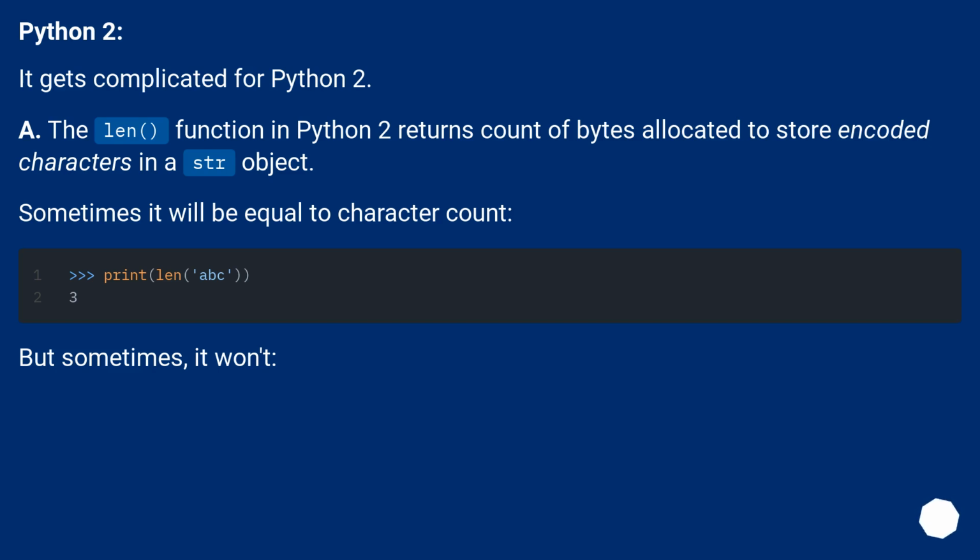Python 2. It gets complicated for Python 2. A. The len function in Python 2 returns the count of bytes allocated to store encoded characters in a str object. Sometimes it will be equal to the character count, but sometimes, it won't.